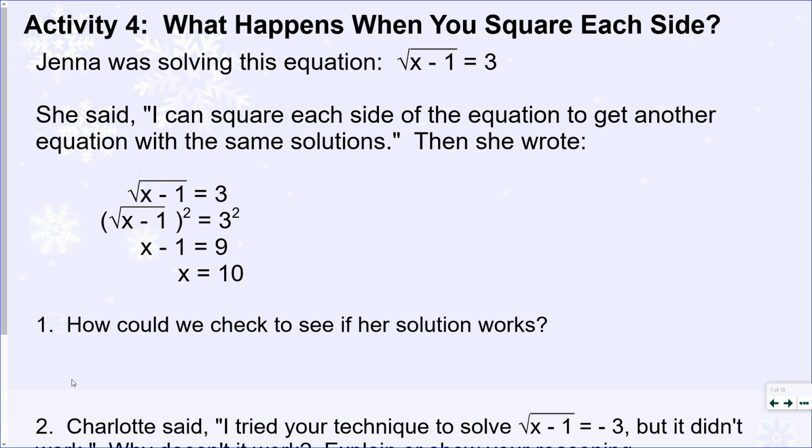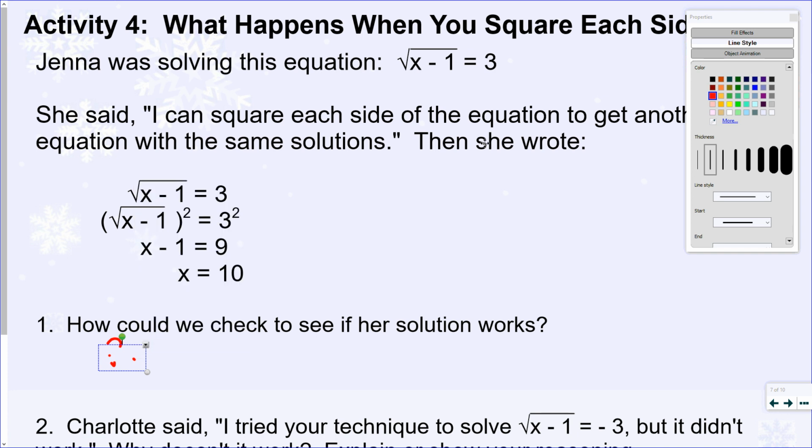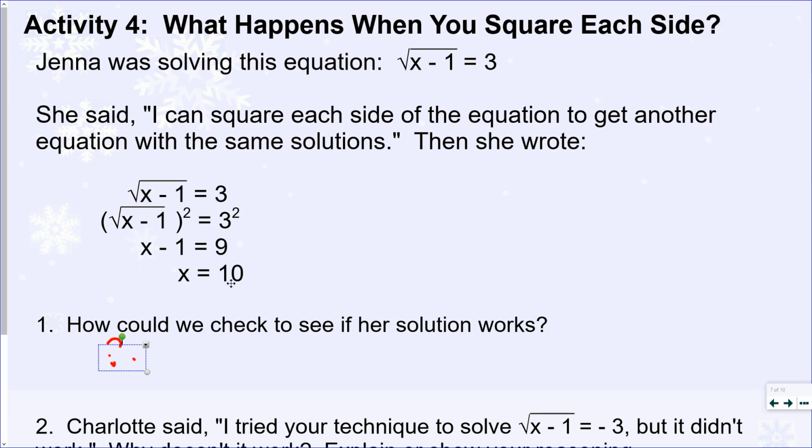Does the solution work? Well, just plug it in, right? Plug it in, and sure enough, does 10 work? Let's see. 10 minus 1, that's square root of 9. Square root of 9 equals 3. It checks out. Perfect.